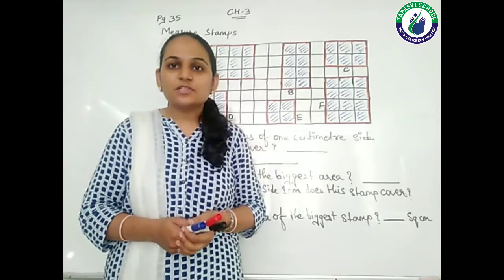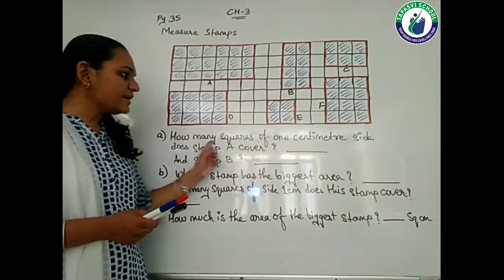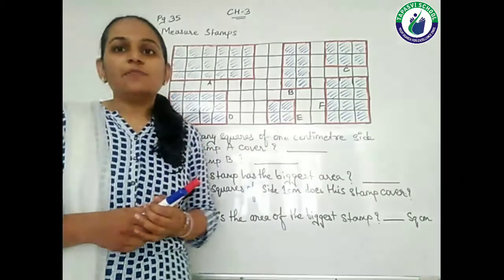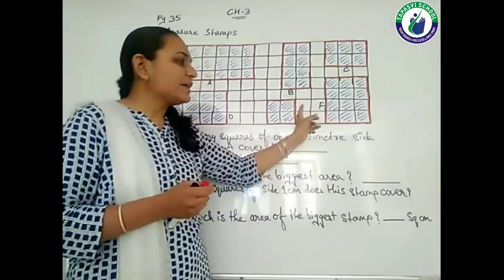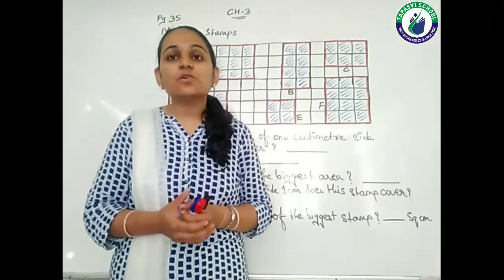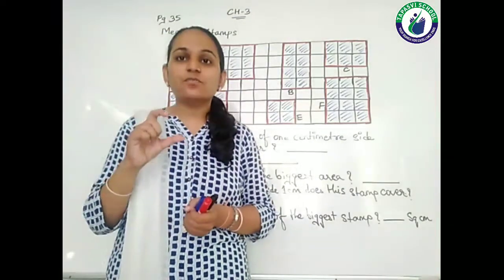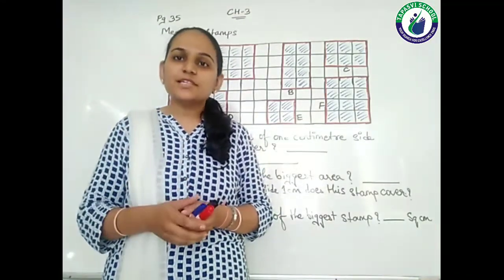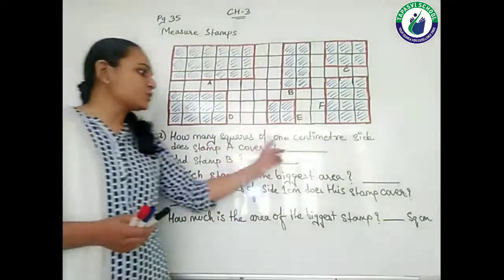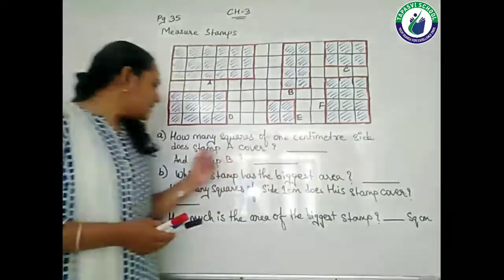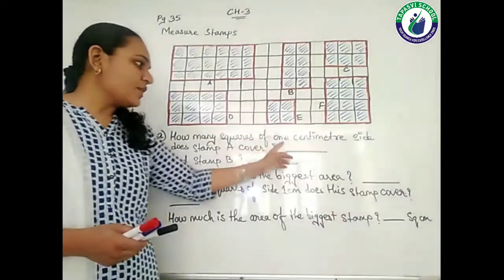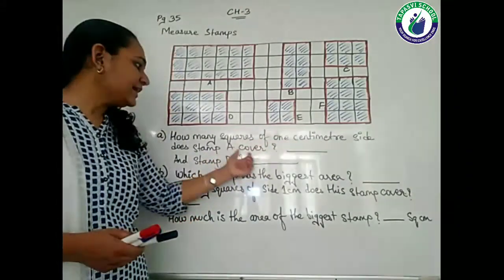Now let's see the question, students. How many squares of 1 centimeter side? Now see, students, every square side is 1 centimeter, and you know very well the property of a square, that all sides are equal. If one side is 1 centimeter, the remaining 3 sides will also be 1 centimeter only. So how many squares of 1 centimeter side does stamp A cover?